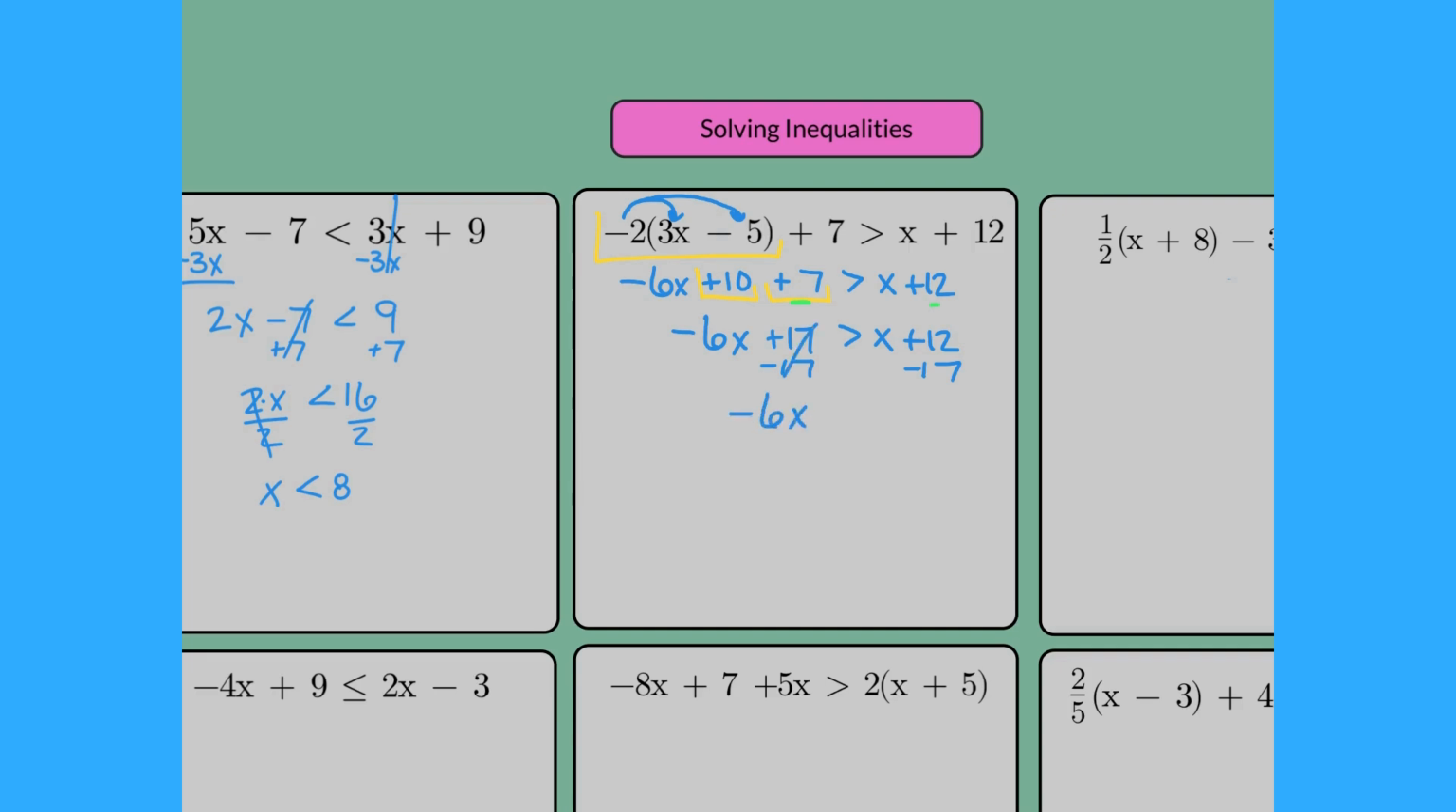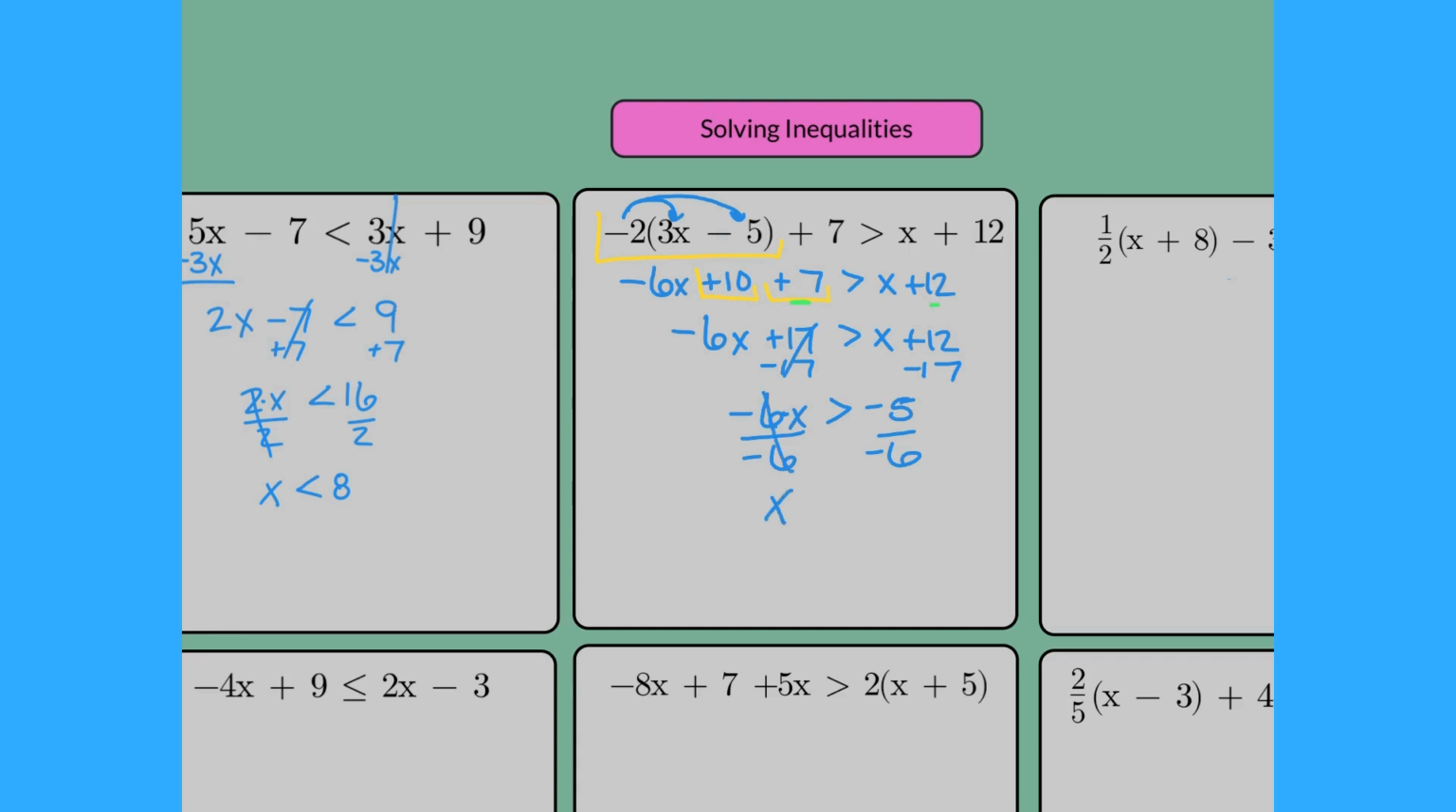Negative 6x is greater than, because we only flip this when we're multiplying or dividing by a negative. So it's okay to have a negative to subtract. And then positive 12, negative 17 is negative 5. And then the 6 is multiplying the x, so the opposite is to divide by negative 6 on both sides.